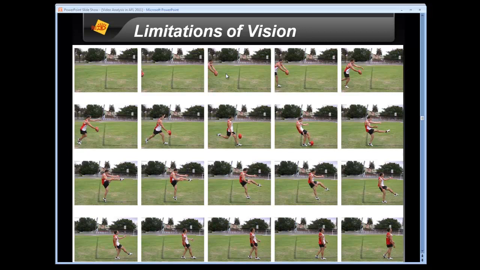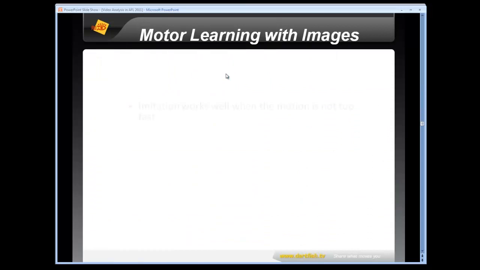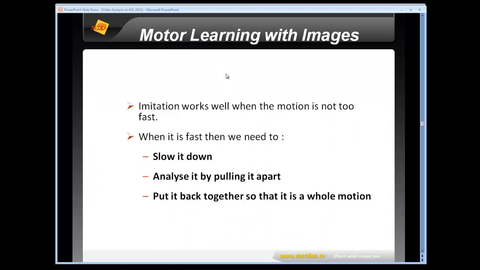Now, as a coach, I challenge a lot of coaches. When you see a kid kicking in real life, can you see everything that's potentially going wrong? And that's the limitation of our vision, is that we simply can't. But this allows you to do that. Imitation works well when the motion's not too fast. When it is fast, we need to slow it down. We need to analyse it by pulling it apart, if we want to really create learning and a loop of learning, and then we put it back together so that we can see the whole motion.